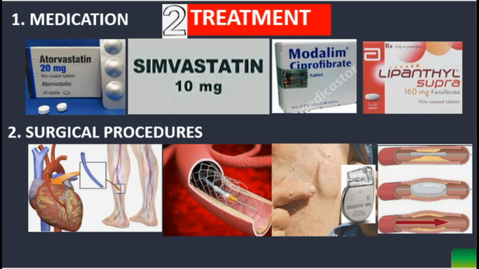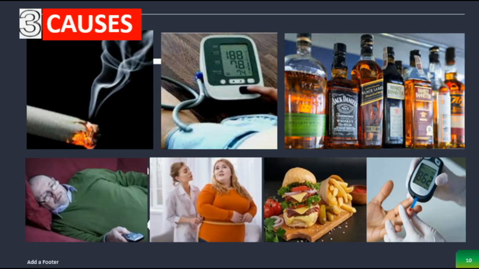Point 2 is the treatment of heart disease. Heart disease can be treated by medication like atorvastatin, simvastatin, modulism, and lipanthiol supra, and surgical procedures like performing bypass surgery, installing a stent, installing a pacemaker, and inserting a balloon and inflating it.